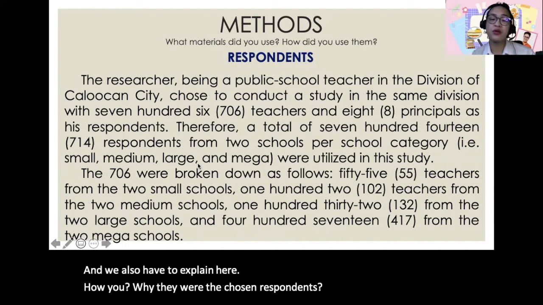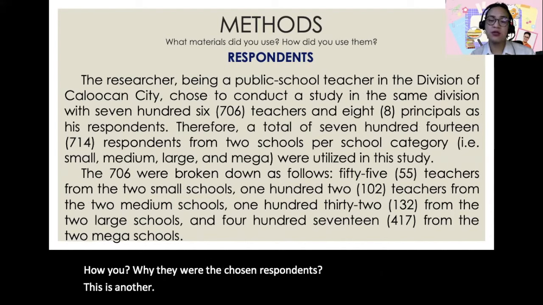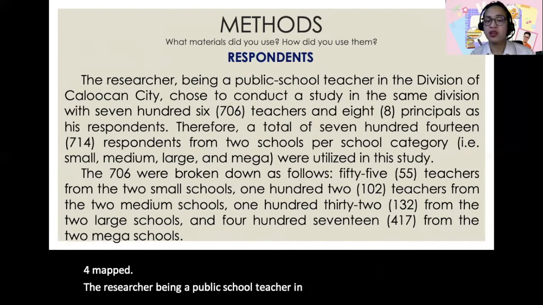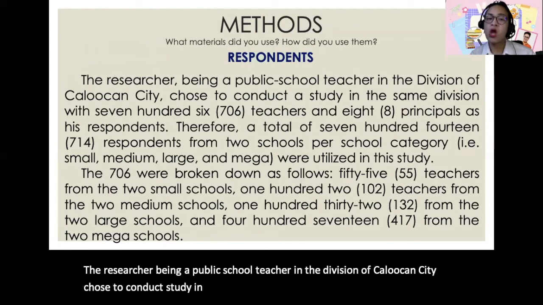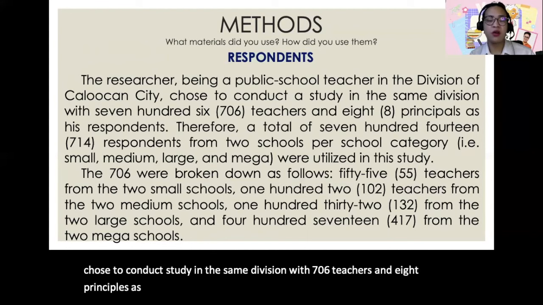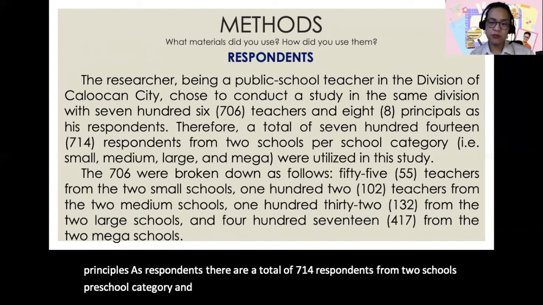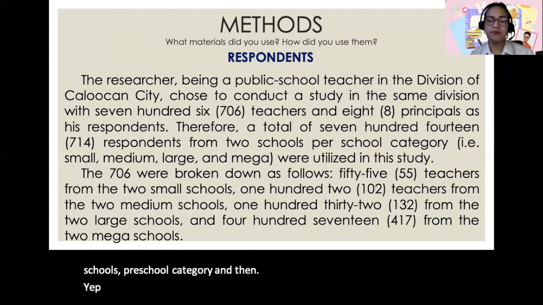This is another format. The researcher, being a public school teacher in the division of Caloocan City, chose to conduct a study in the same division with 706 teachers and 8 principals as his respondents. There are a total of 714 respondents from 2 schools per school category. And then you probably want to explain the breakdown of your respondents.